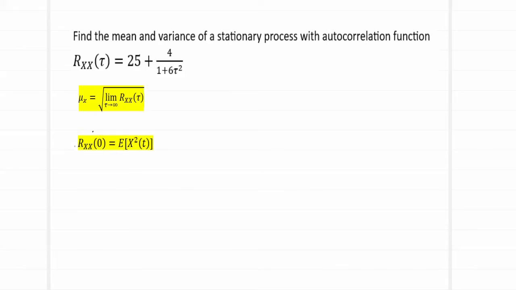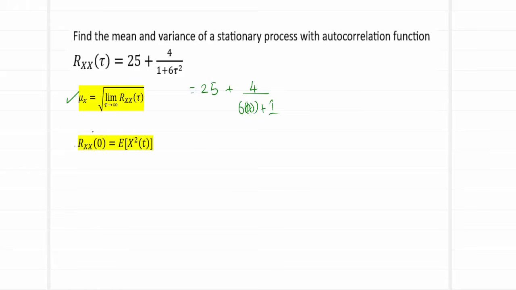In the second problem, we have to find the mean and variance of a stationary process with autocorrelation function Rxx of tau equal to 25 plus 4 divided by 1 plus 6 tau square. We know that mean is given by the formula mu x equal to limit tau tending to infinity Rxx of tau. But when we substitute tau as infinity over here, what will happen? We will have 25 plus 4 divided by 6 tau square. So this will become 6 times infinity plus 1.